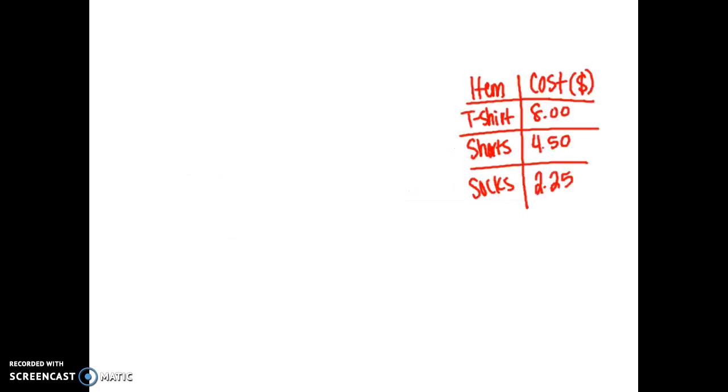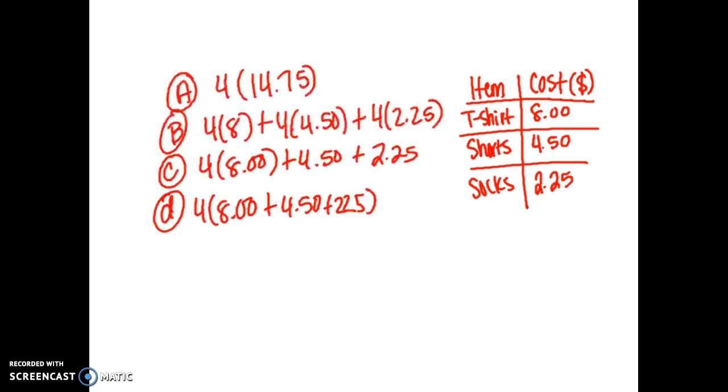Celeste is going to summer camp. The table below shows the cost of items she will need to purchase with the camp logo. Celeste needs to buy 4 of each item. Which expression cannot be used to find the total cost of items? So she's buying 4 of each item.